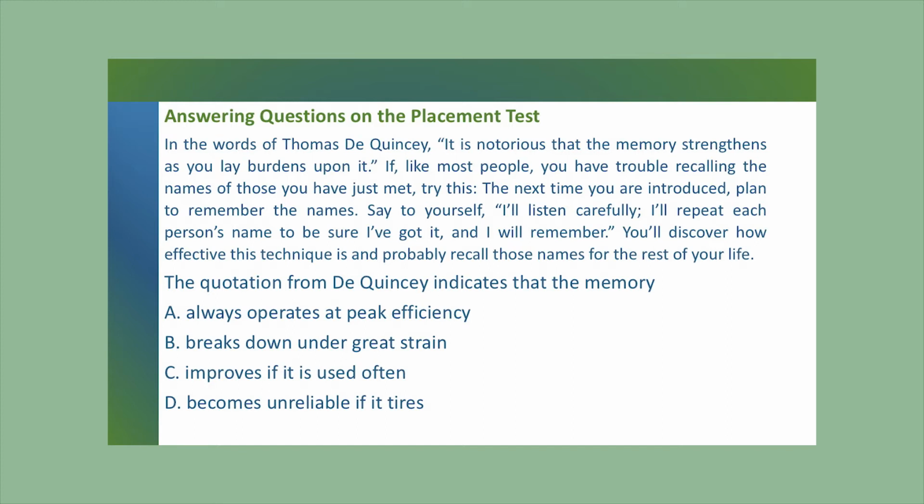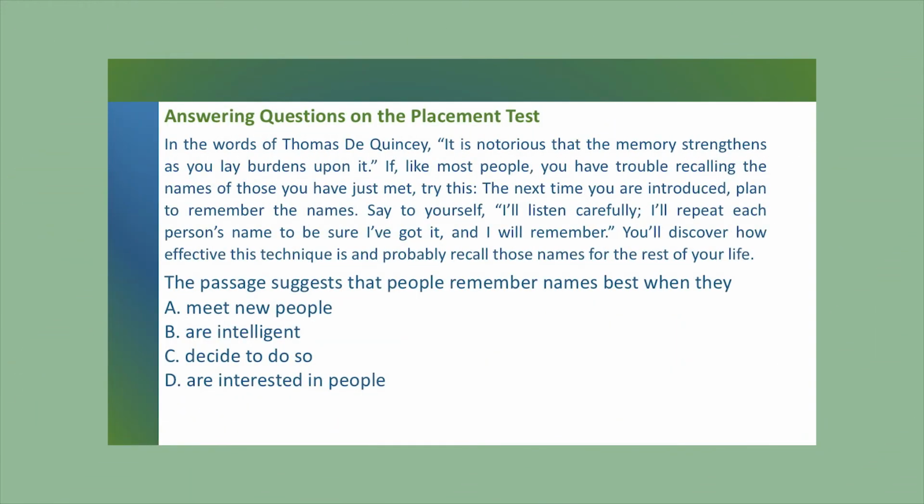Let's double check. Let's check D. Becomes unreliable if it tires. Yeah, but that's not what he's saying, right? It is notorious that the memory strengthens as you lay burdens upon it. This means that I keep using it. It's not like it's saying that it's tiring. It's saying the more I use it, the better it gets. So it is C. Yes, so the answer in this particular question was C when it was given on the Reading Accuplacer. Well, rather, we have the same paragraph again, but a different question.